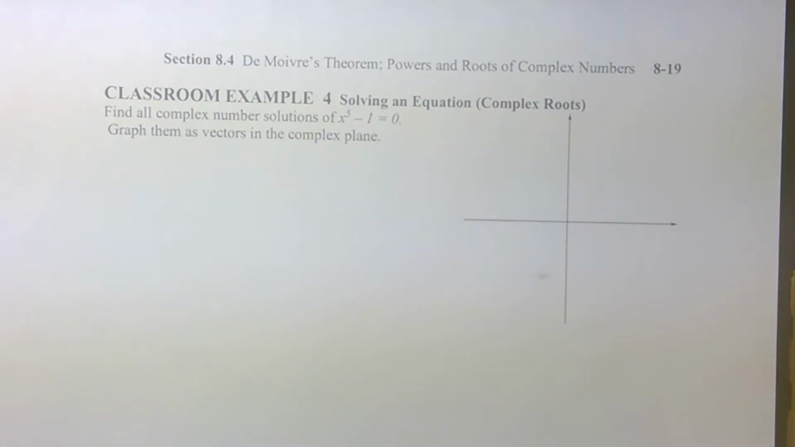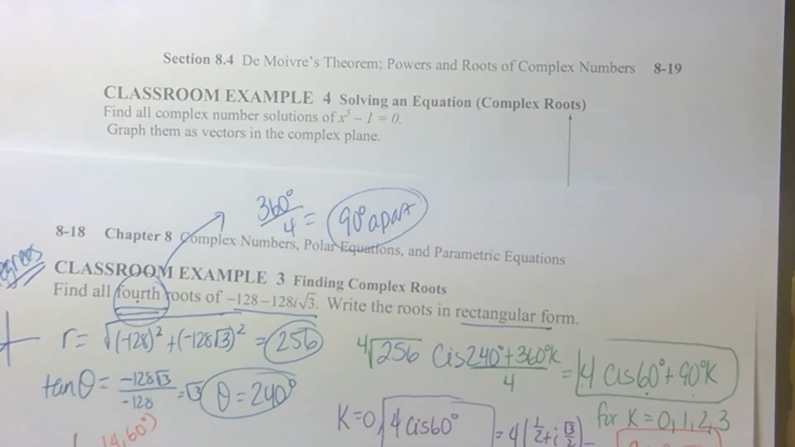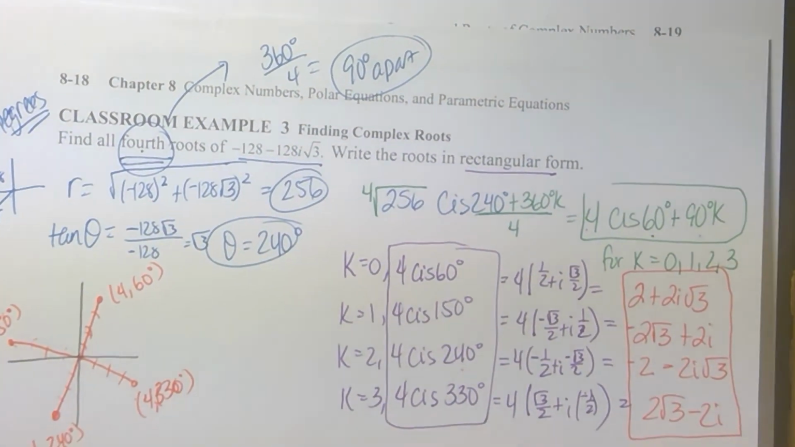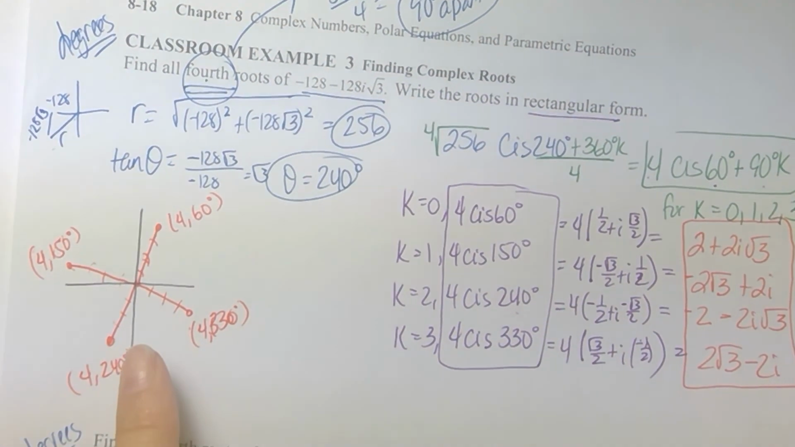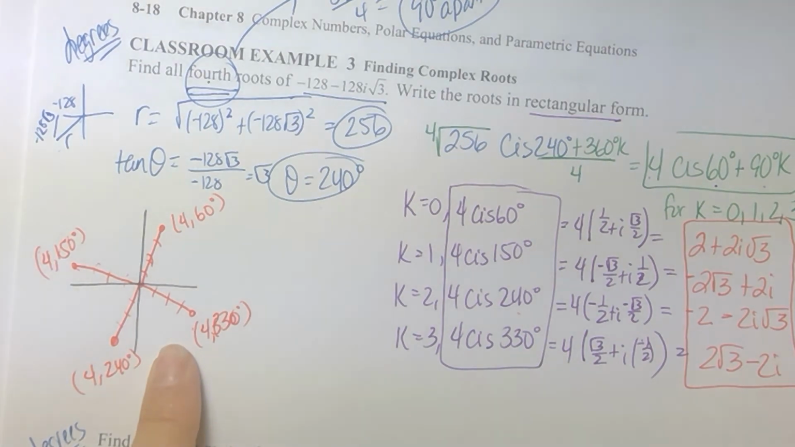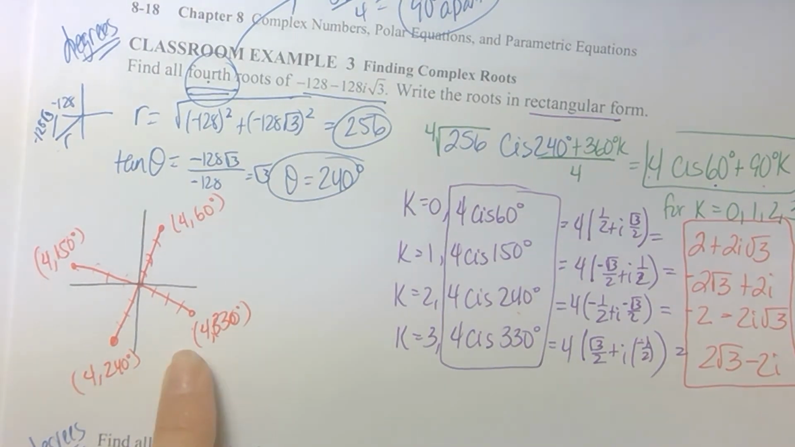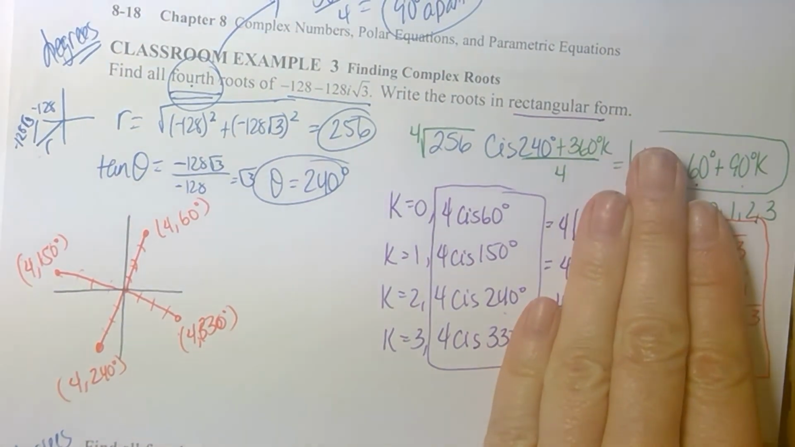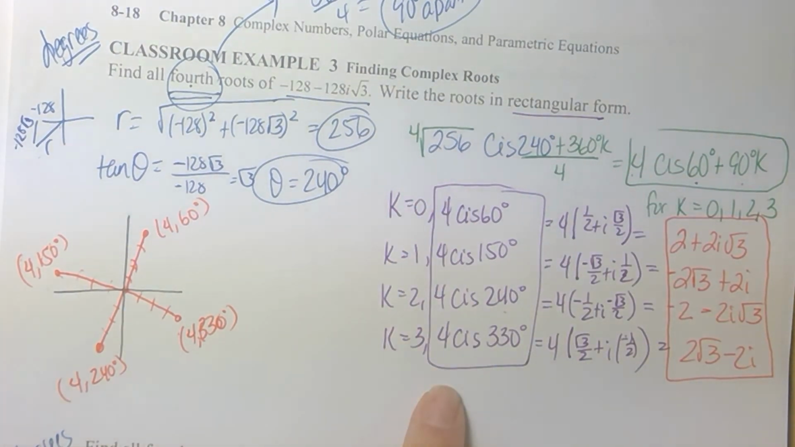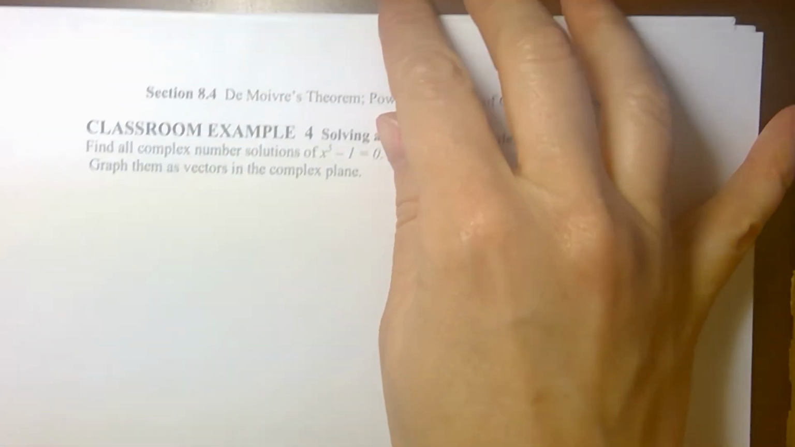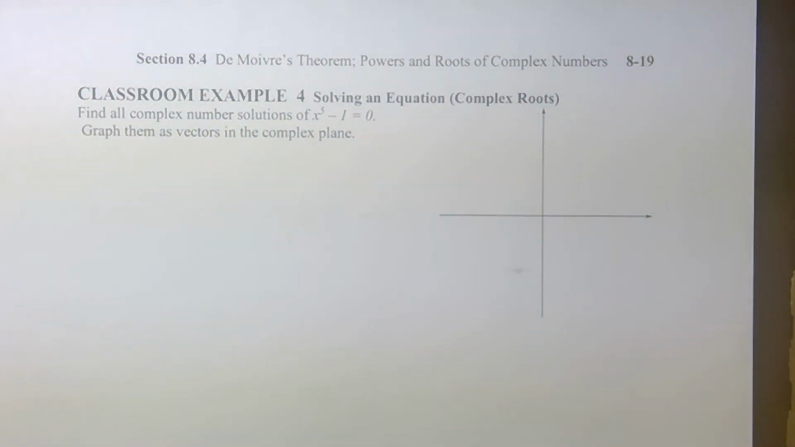On the last several examples we did, we found the trig form, we found the rectangular form, and we graphed them as vectors in the complex plane. So this time you don't have to find the rectangular form. You just have to identify the trig form and then put it on the polar graph. Okay, so let's look at this.